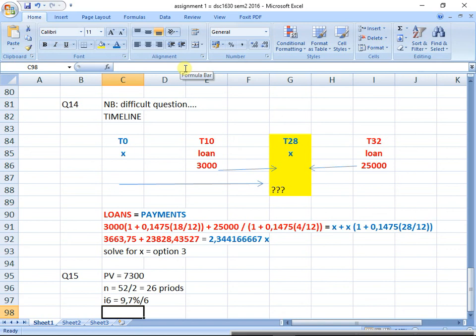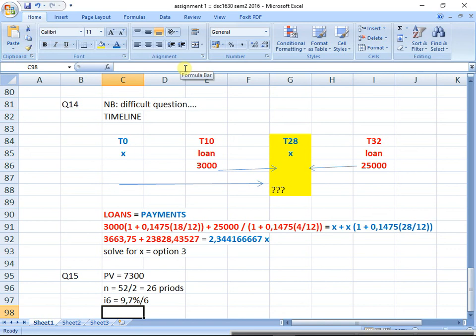After 52 months, compounded every second month, it'll be 52 divided by 2, which gives you 26 periods. Every second month means 6 times in the year. Divided by 2 gives you the number of periods. Each period is 2 months long. I here was 9.7, compounded every second month. That's I6.